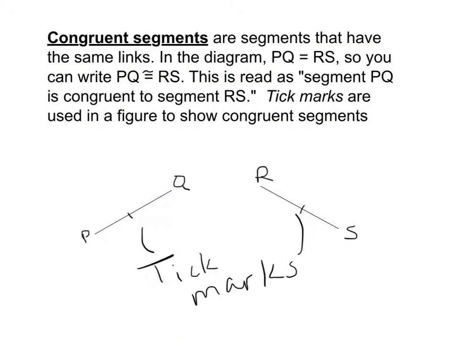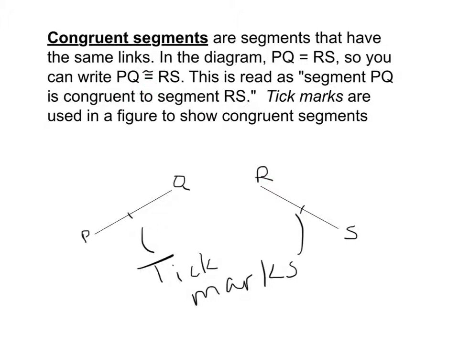Next word is congruent segments. Congruent segments are segments that have the same length. In the diagram down below, PQ equals RS, the measurement of those. If I measured these, they would be the same distance. So you could write PQ congruent to RS.